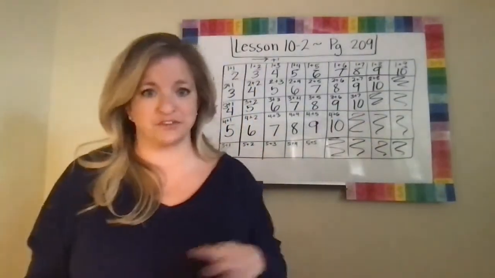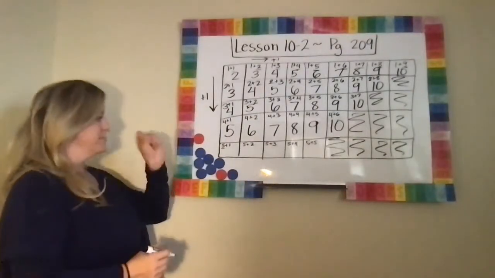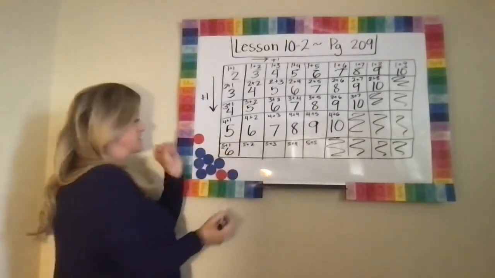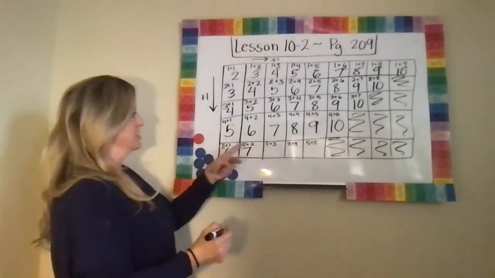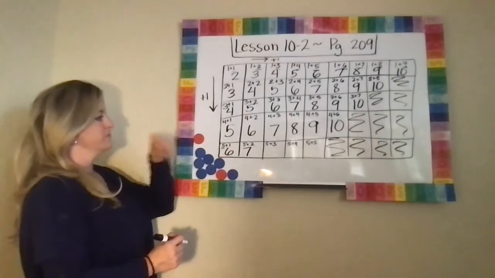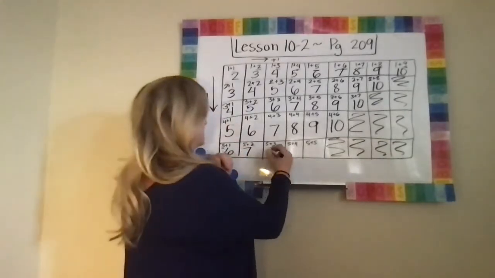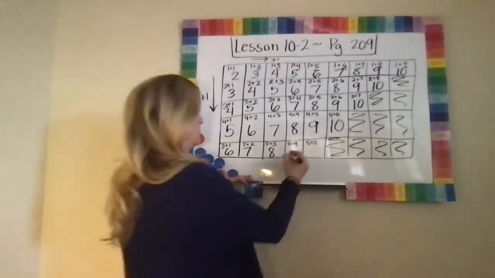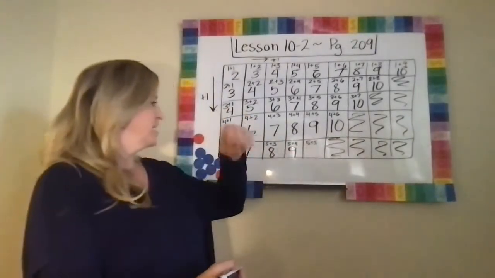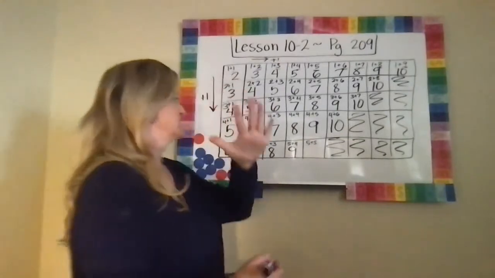If you don't need help with this, feel free to fast forward. 5, 6. 5, 6, 7. Now my biggest number is in front, so I know exactly how to count on. 5, 6, 7, 8. 5, 6, 7, 8, 9. 5, 6, 7, 8, 9, 10.